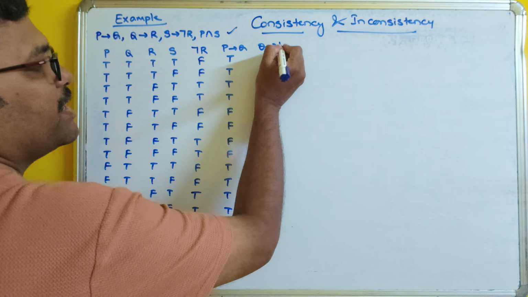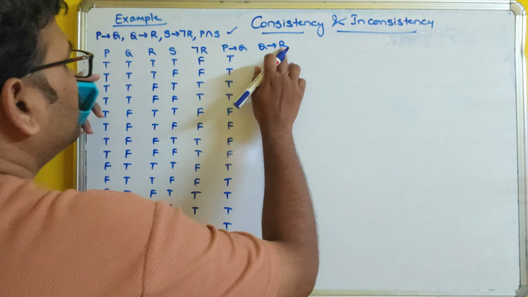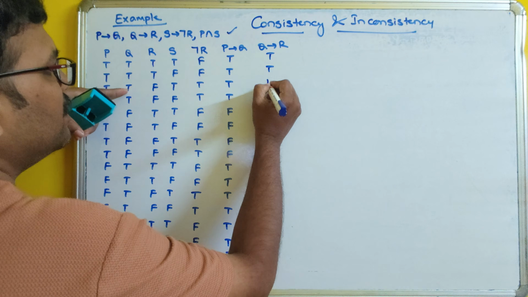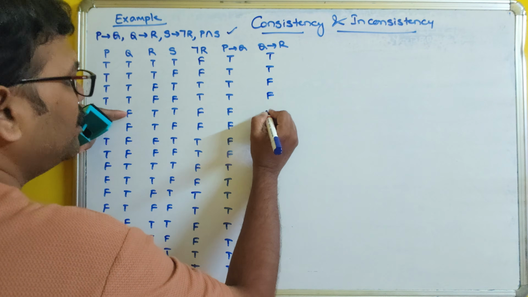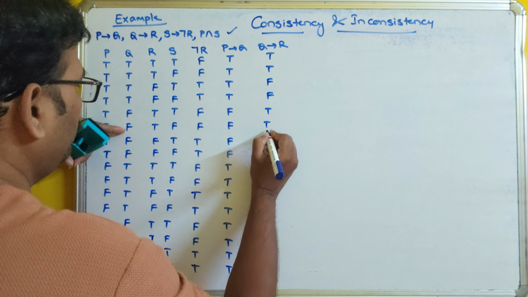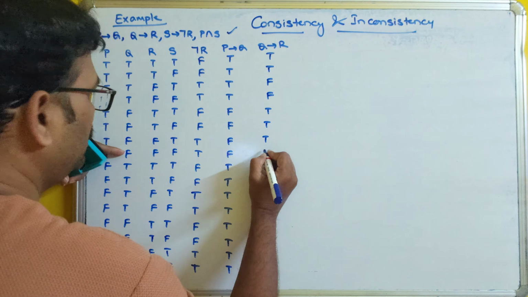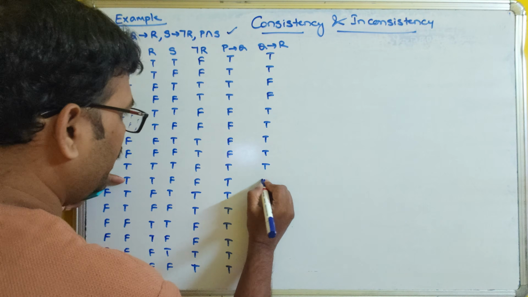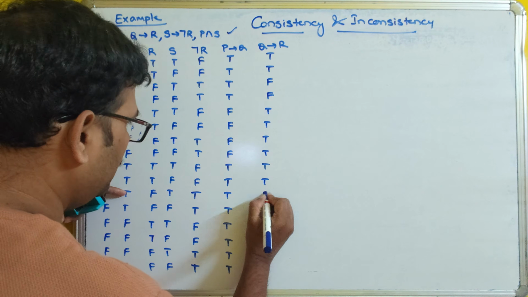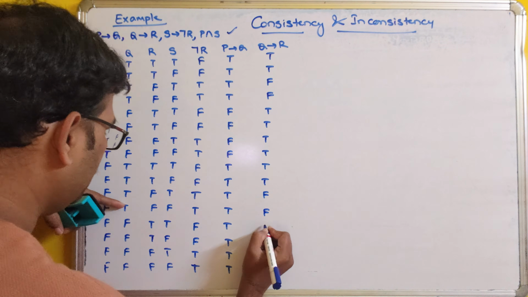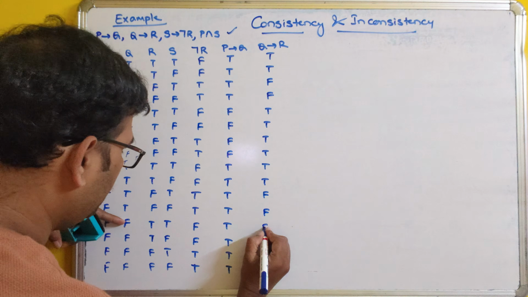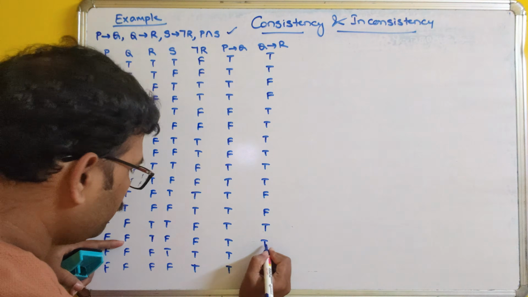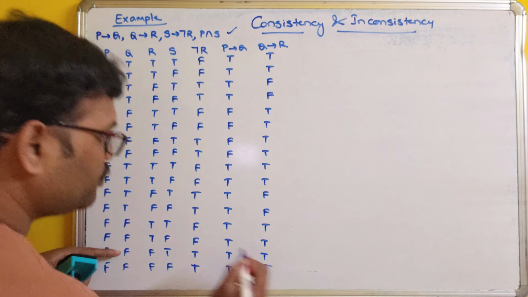Now you can go with Q implies R. Q implies R, so Q and R, right? So true and true, true; true, true, false; false, true, false; false, false, true, true, true, false, false; true, false, false; true, true; true; true, true, false; false, false, false; true, false, true, false, true; true, true.